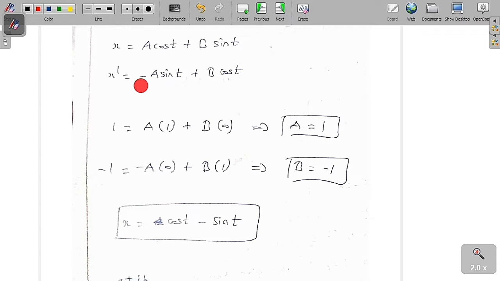And similarly, for the other constant they are given, x dash of 0 is equal to minus 1, which means at t is equal to 0, x dash of 0 is equal to 1.